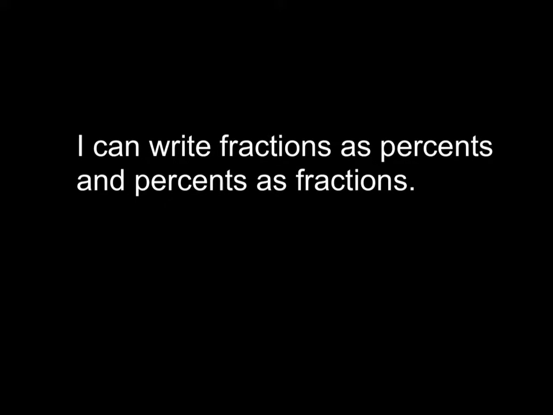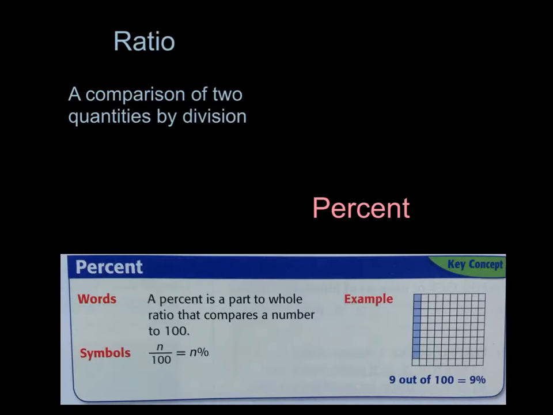Today's learning target is I can write fractions as percents and percents as fractions. A ratio is a comparison of two quantities by division. So for example, if we had 3 out of 5, that would be a ratio. You could also write it like this: 3 with the 2 dots, 5. Another example would be 7 out of 10, or 10 out of 23.